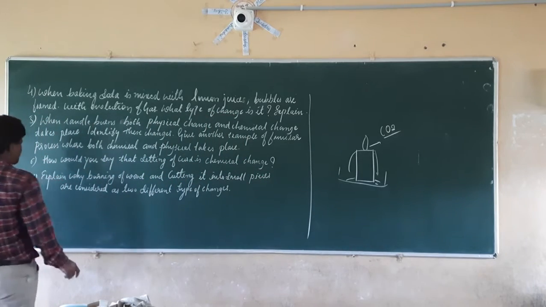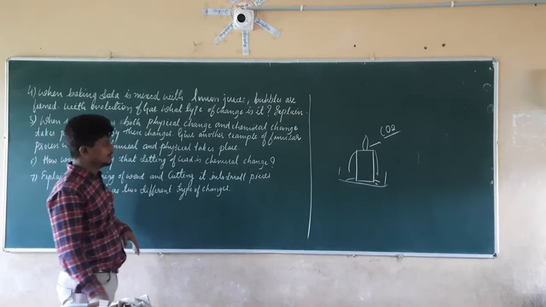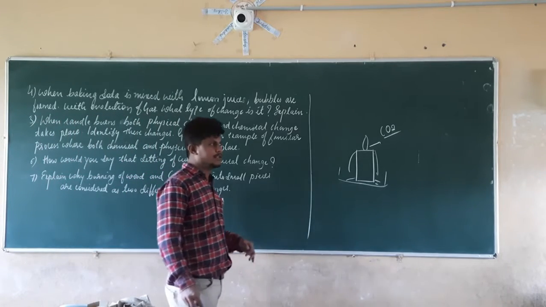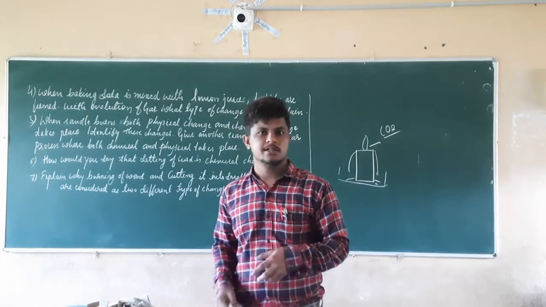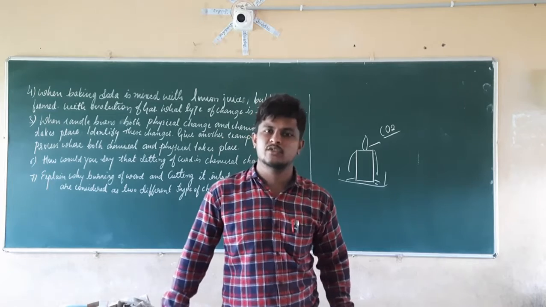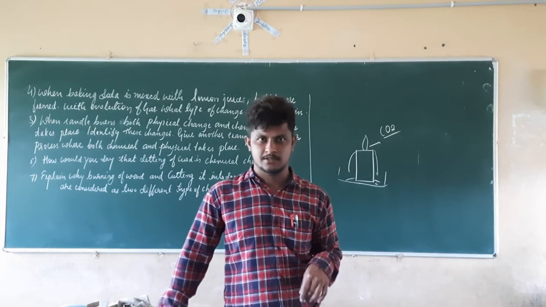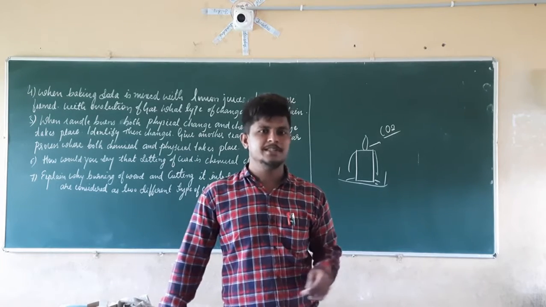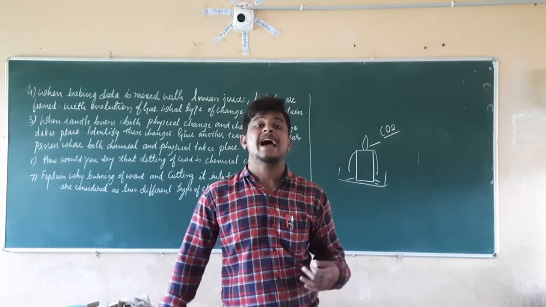Now let us consider question number 6. How do you say that setting up a curd is a chemical change? We are going to consider various parameters. The first parameter is that the taste is going to change. The sweet taste is going to become a bitter taste. Right? So sweet is nothing but what? It is neutral. Bitter is going to become acidic.